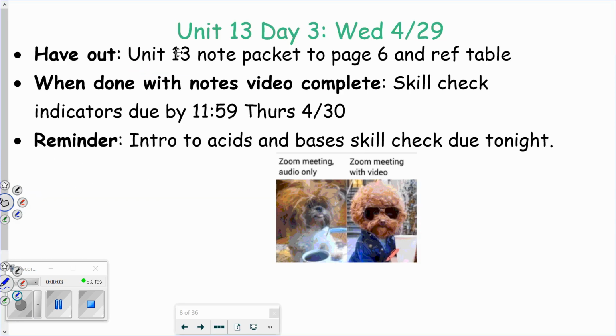Hey everybody, it is Unit 13, Day 3. It's Wednesday, 4/29. If you could have out your Unit 13 note packet to page 6, and you're going to need a reference table because you're going to be learning a new reference table today, which is reference table M. So please make sure you have out reference table M in front of you.